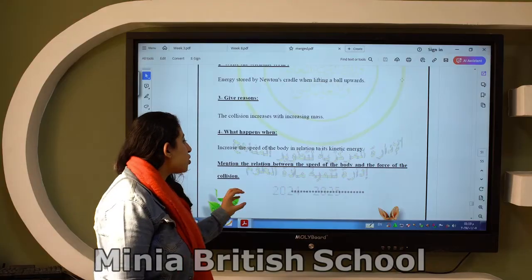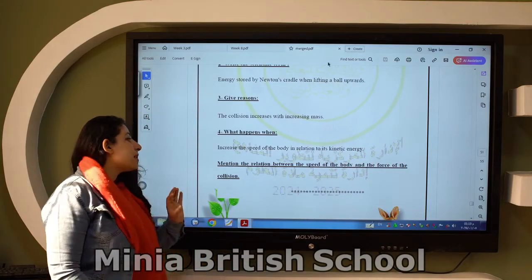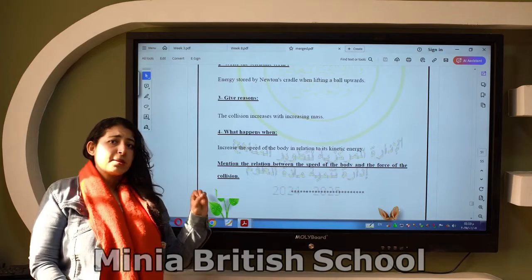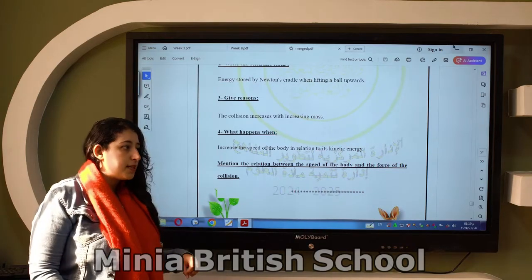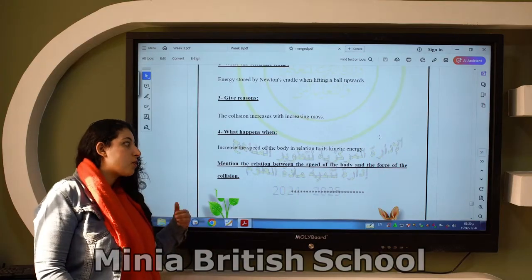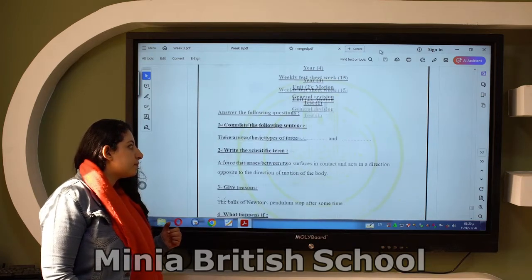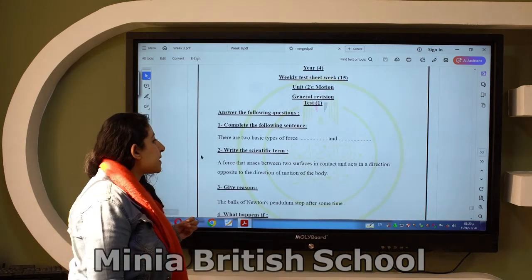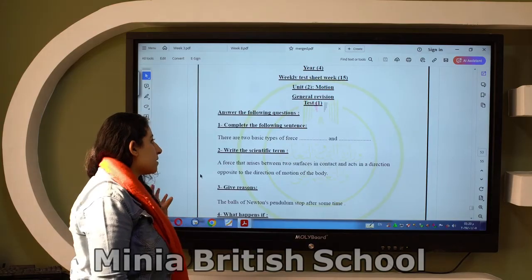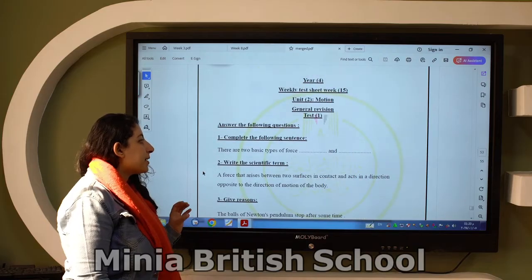Mention the relation between the speed of the body and the force of the collision. By increasing the speed, the force of collision also increases, and the damage will be more. There are two basic types of forces. What are these? Pushing and pulling.